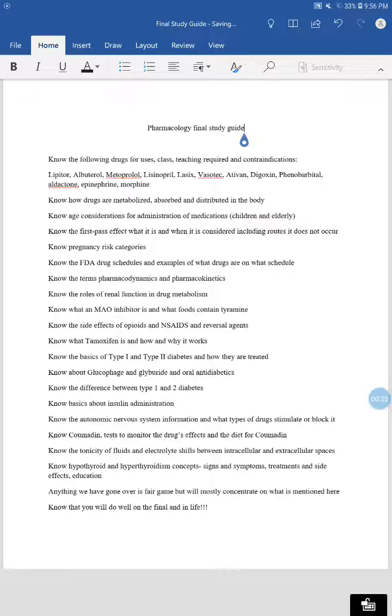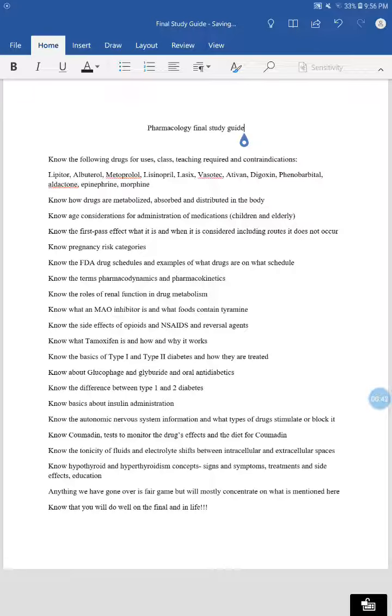Albuterol, for the respiratory system, metoprolol, lisinopril, Lasix, Vasotec, Ativan, digoxin, phenobarbital, Aldactone, epinephrine, and morphine.